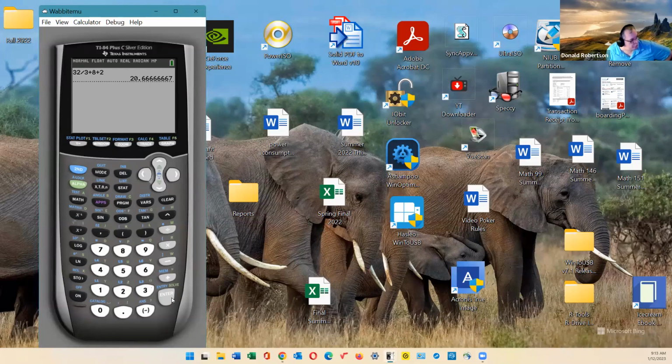You cannot write into WebAssign 20.666 because you are not writing the exact value, because you would have to round that decimal off at some point, and then it stops being exact. So this answer is going to be turned into a fraction, and that will be the exact value. So hit the math button, choice number 1, which is fractions. And the answer is going to be turned into a fraction. So press enter, and 62/3 is the answer.